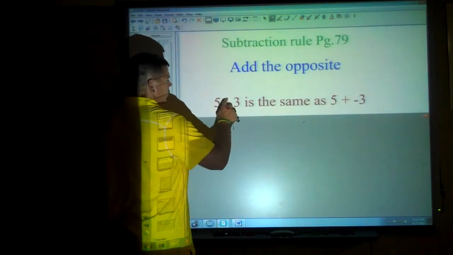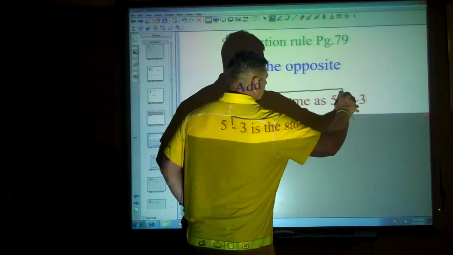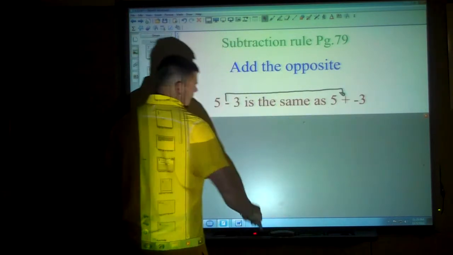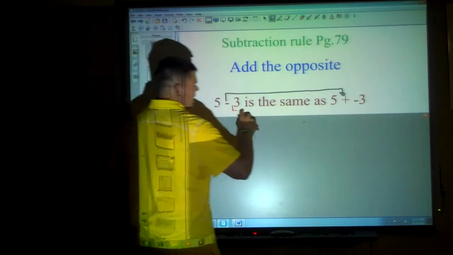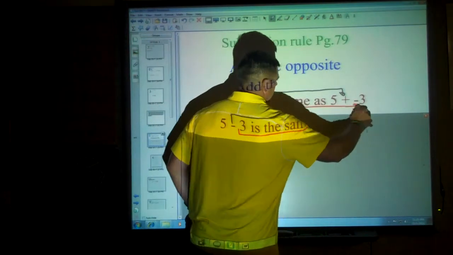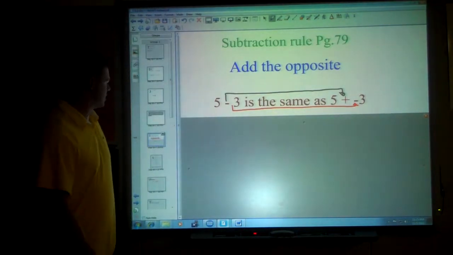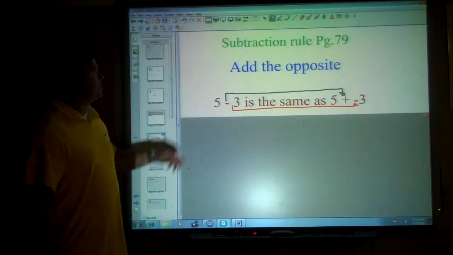I'm trying to get you to focus on the fact that this has changed to addition, and this, which was a positive 3, is now a -3. That's what I'm trying to get you to grasp. Change that sign each time.